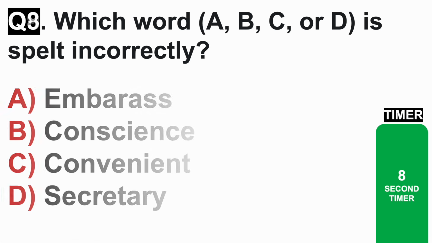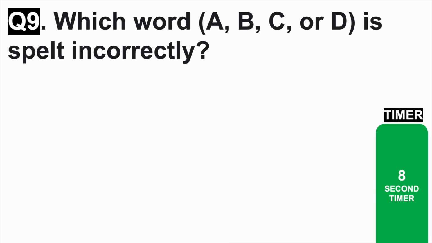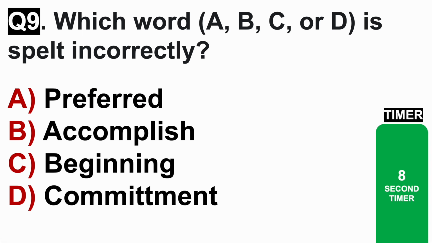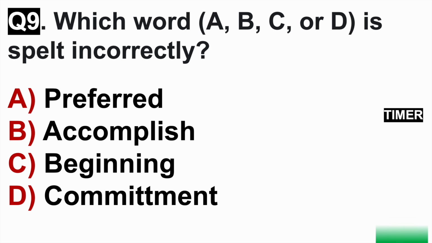English language test question number 9. Which word A, B, C or D is spelt incorrectly? There's your words. A, preferred, B, accomplished, C, beginning or D, commitment. Here is your 8-second timer. If you are answering these within this time limit, you are making fantastic progress.